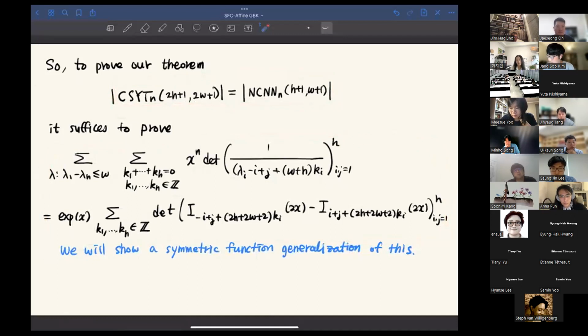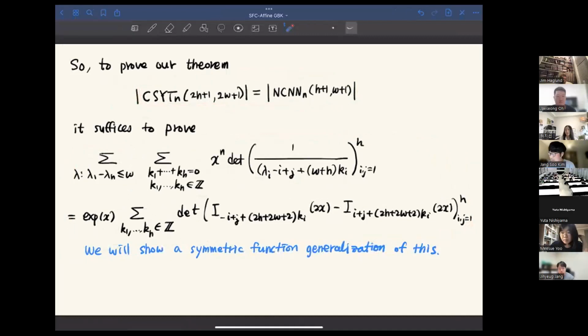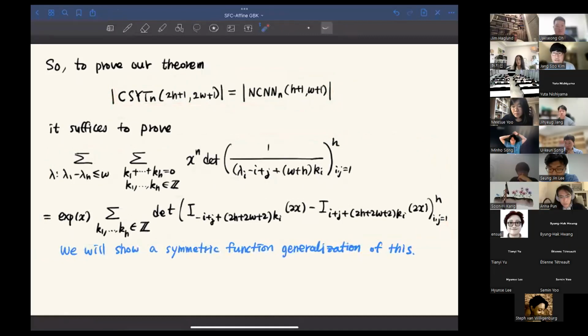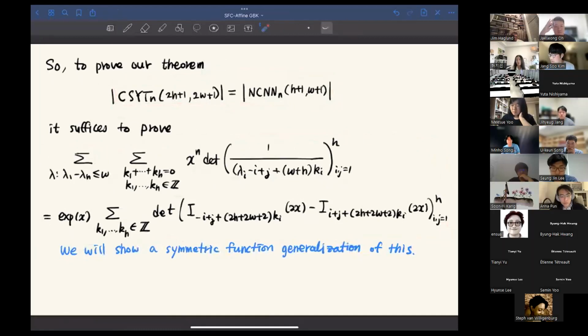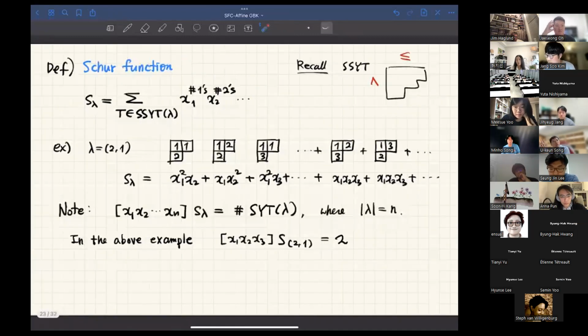But in fact, we will prove a multivariate generalization of this result. We will turn this into symmetric function versions. And okay, so I guess we need to define some terminology again. So the Schur function is the generating function for semi-standard Young tableaux.